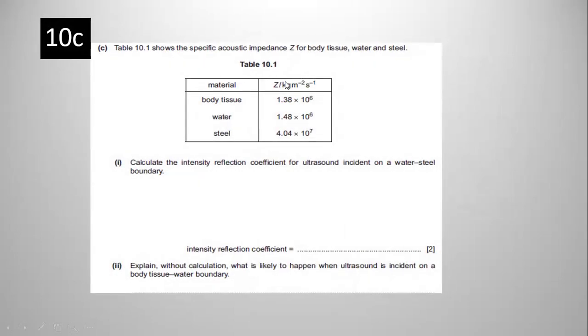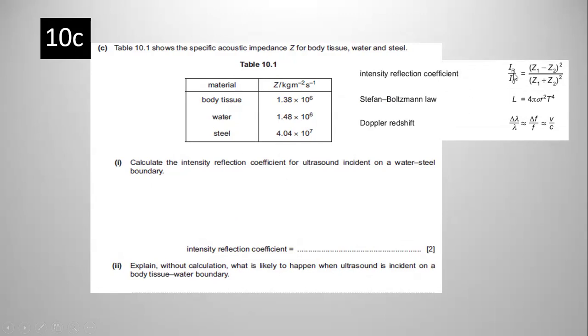Table 10.1 shows the specific acoustic impedance Z for body tissue, water, and steel. Calculate the intensity reflection coefficient for ultrasound incident on a water and steel boundary.